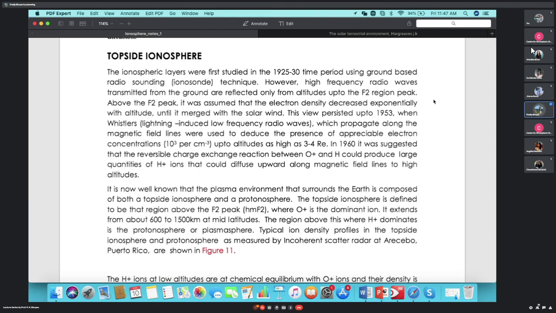When whistlers were studied, it was found that the electron concentration, or the ionosphere, may extend up to 3 or 4 Earth radii. How much is 1 Earth radius? I think all of you know the radius of the Earth.